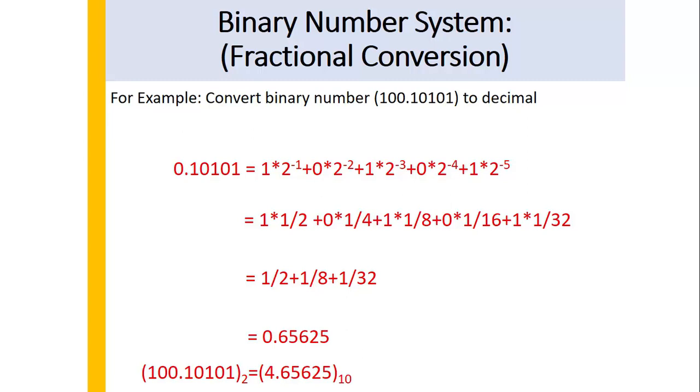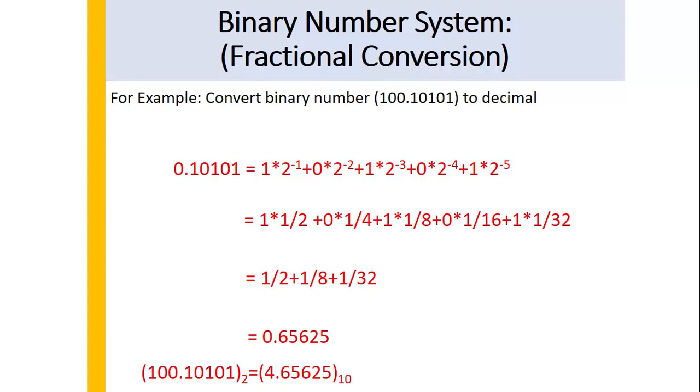So 1 into 2 to the power minus 1 plus 0 into 2 to the power minus 2 plus 1 into 2 to the power minus 3 plus 0 into 2 to the power minus 4 plus 1 into 2 to the power minus 5. So there are two differences. One, we start increasing the powers of 2 from left to right. Second, the powers are negative.